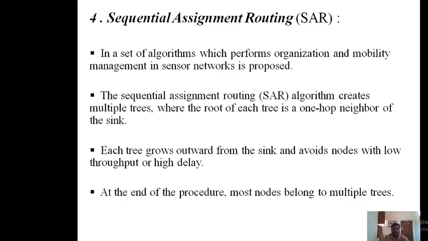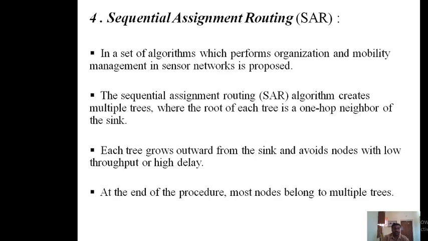I will show you in the diagram also. In the tree, we have a root node. That root node is a one-hop neighbor of the sink node. Where the sink node is, the neighbor node from there will be treated as the root node. I will show this in the diagram.